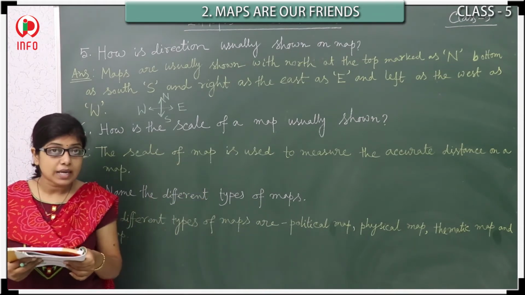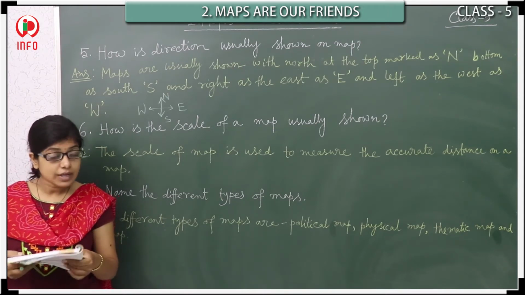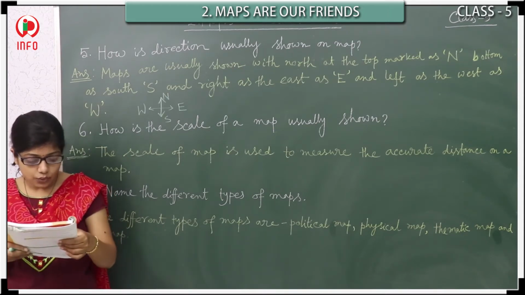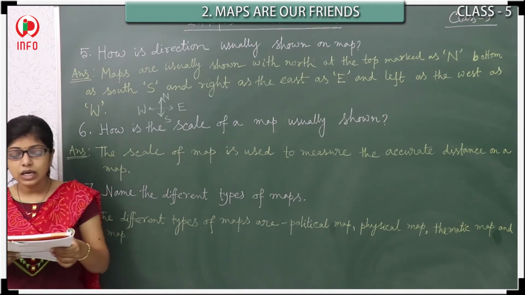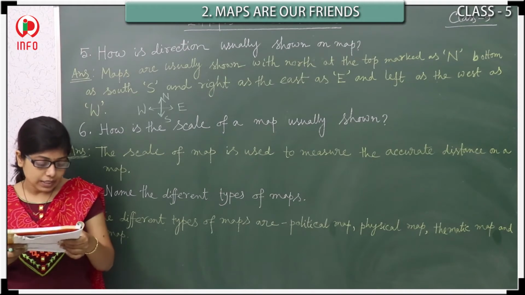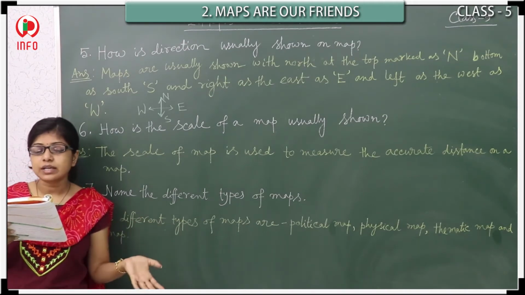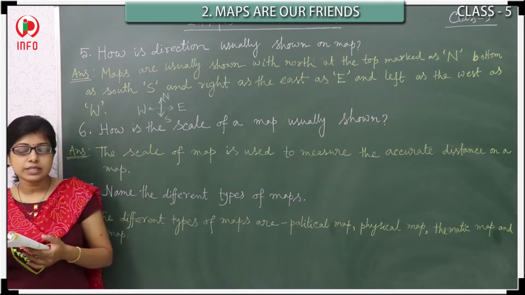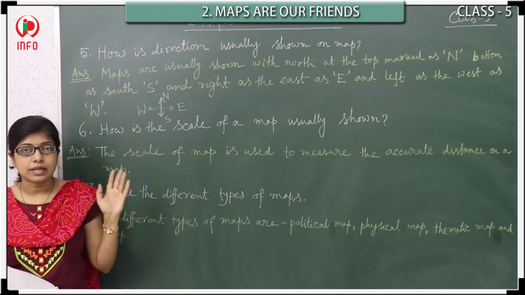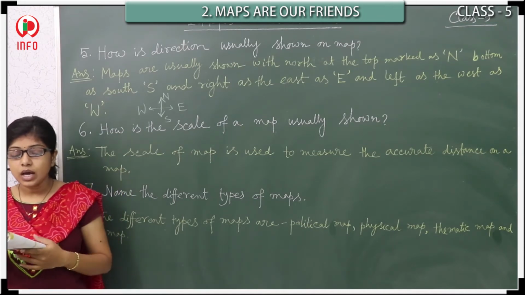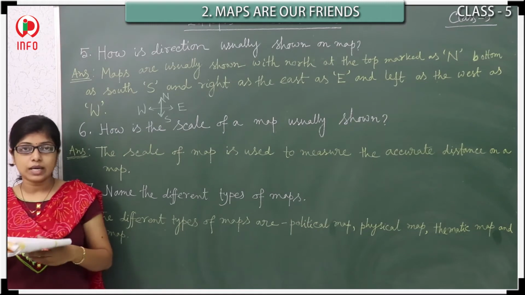Next, the plains. Plains should be matched with which color? Green color. Next, the roads. Roads should be matched with whom? With the yellow color. Next, the plateaus. Plateaus should be matched with the red color, and the water bodies, they should be matched with the blue color. Is it clear? Next one, look at the following on the India outline map.